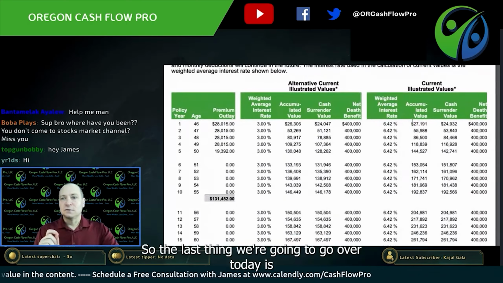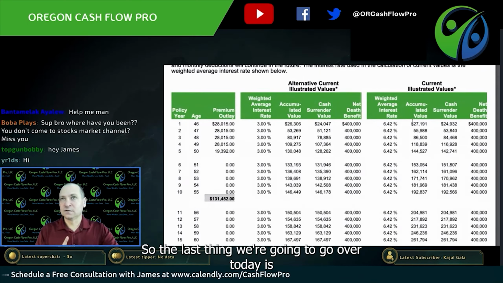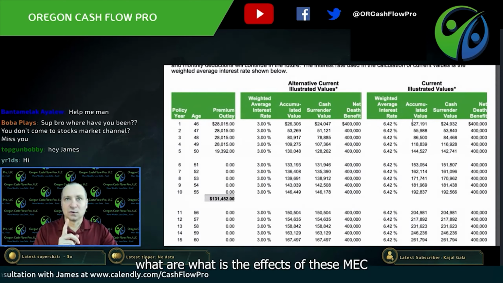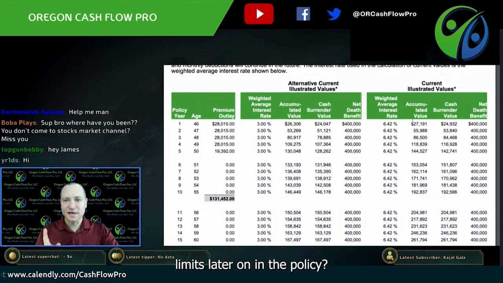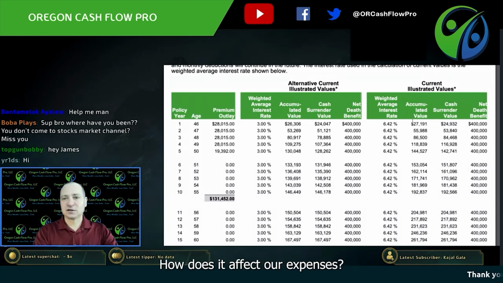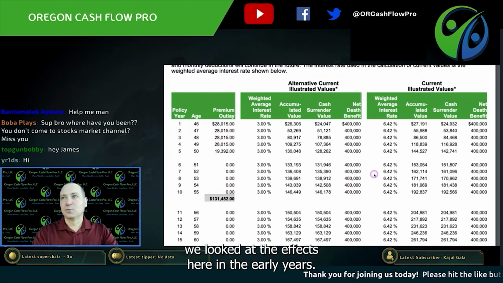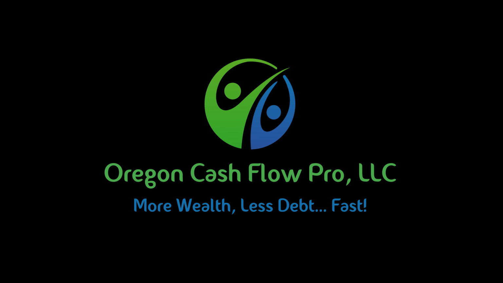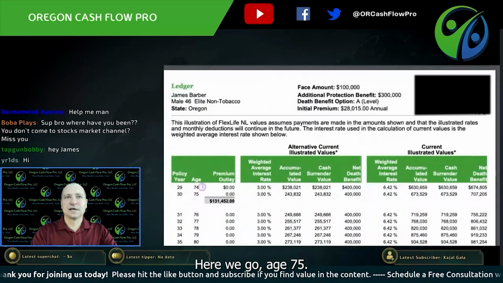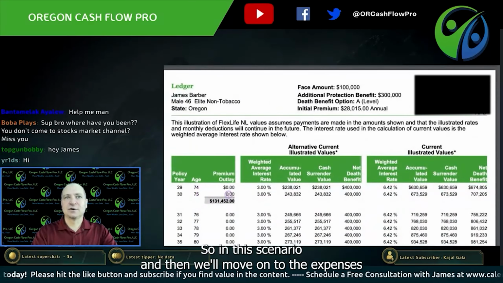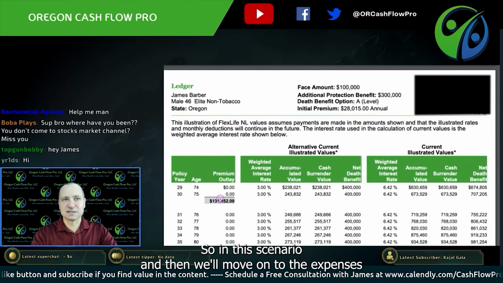All right, so the last thing we're going to go over today is what are the effects of these MEC limits later on in the policy? How does it affect our expenses? What does the growth look like? Oh yeah, we looked at the effects here in the early years. What is the effect down the road? Let's take age 75. Here we go, age 75. So in this scenario, and then we'll move on to the expenses after this.